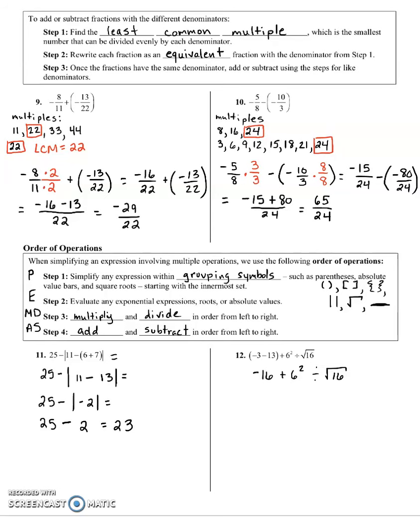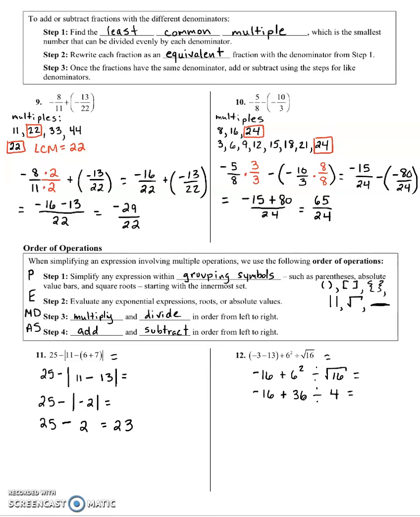So now we do exponents and roots. So the negative 16 doesn't have an exponent. We'll leave it alone. The 6 is squared. So that's an exponent. So 6 squared is 36 divided by, and now we have to evaluate the square root of 16. The square root of 16 is 4.